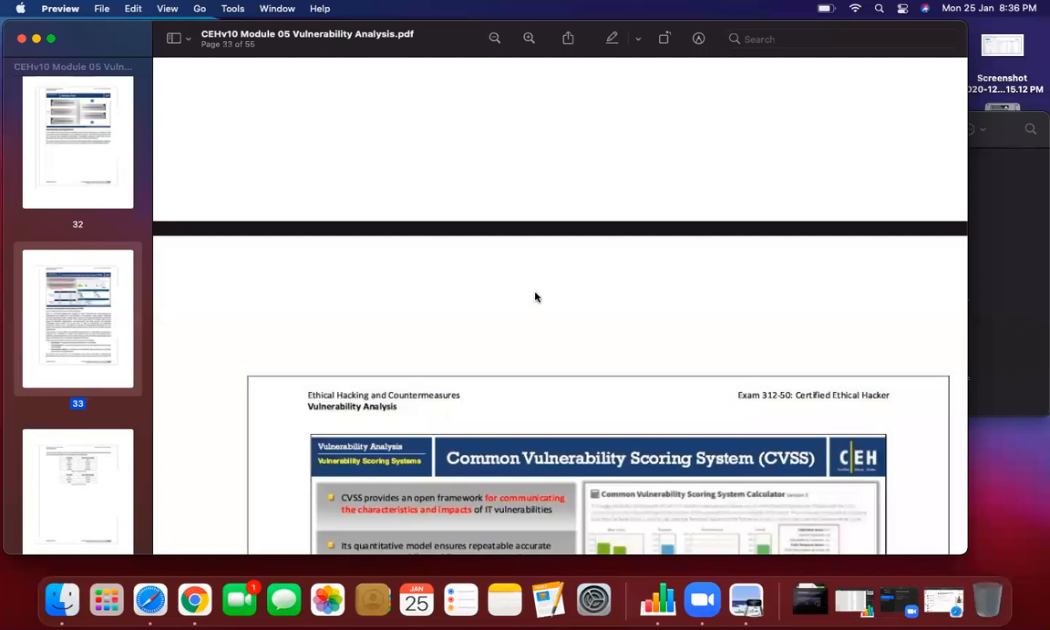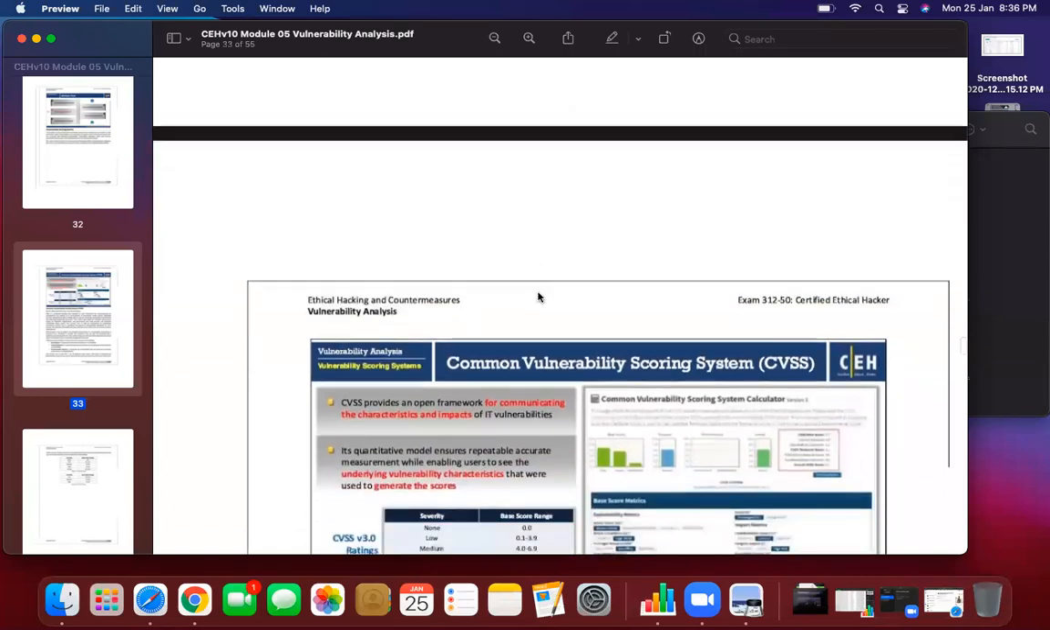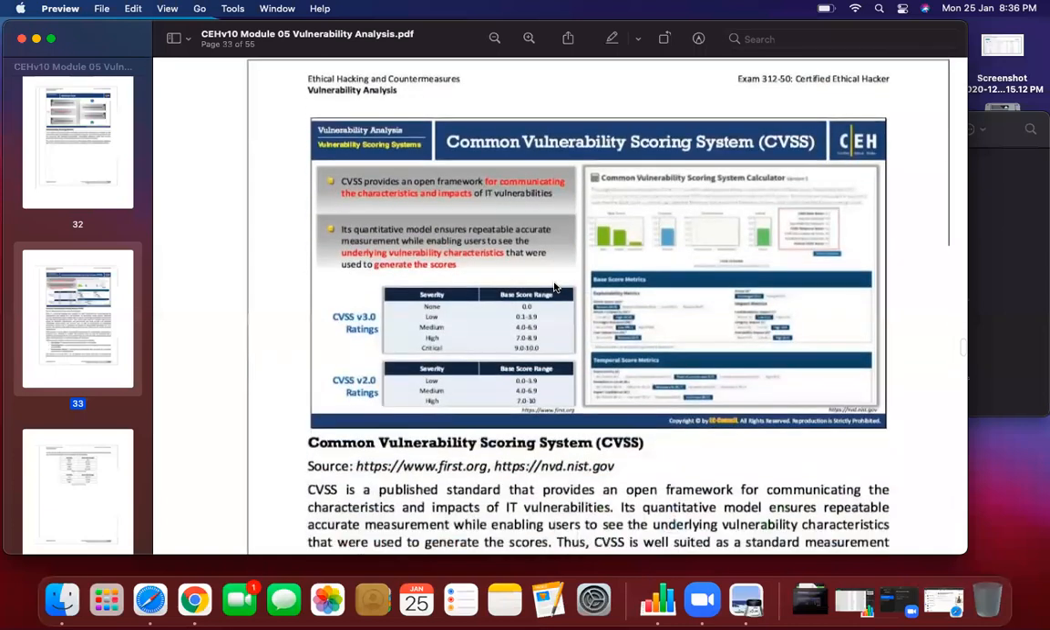CVSS can be reduced to critical. I'm not able to understand what question you were asking. Is it able to reduce or what? Like, it is just a scoring system. That's all.